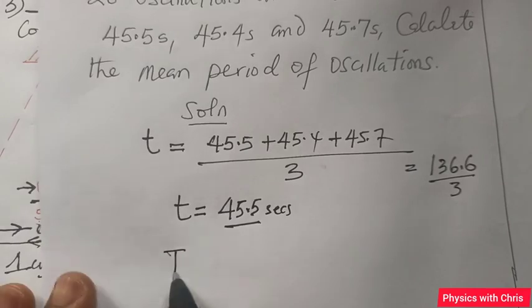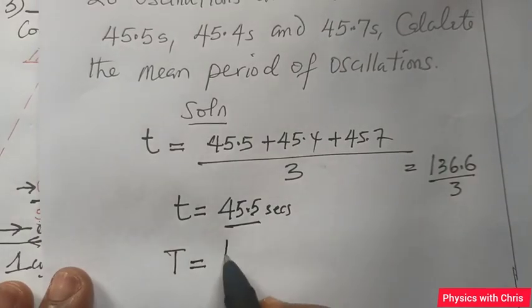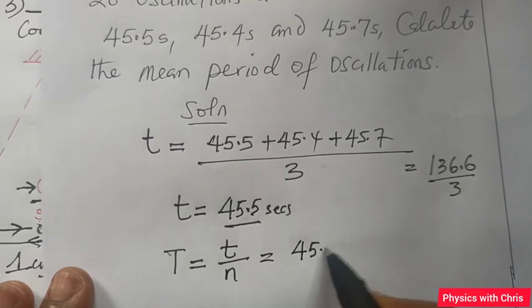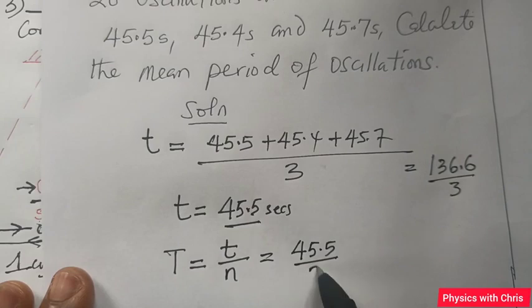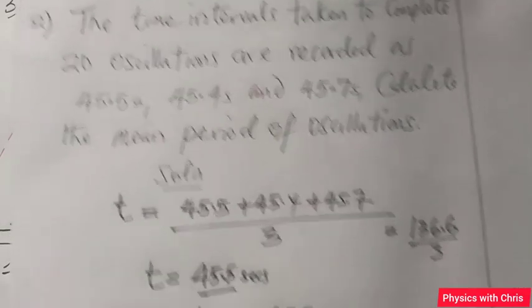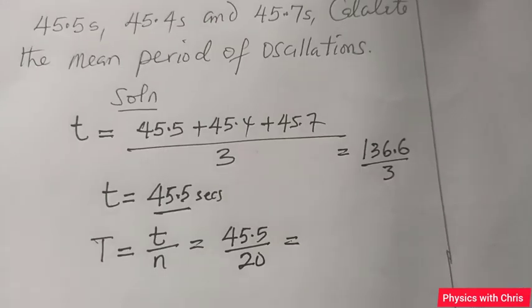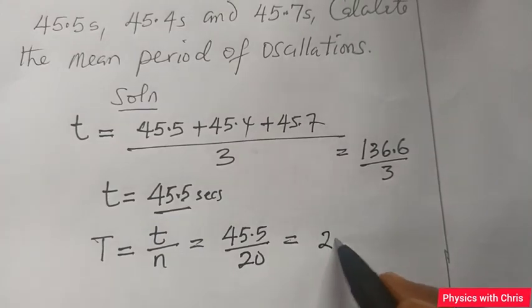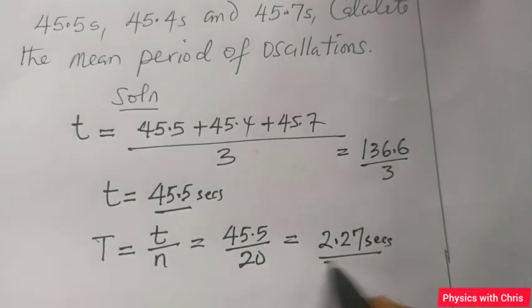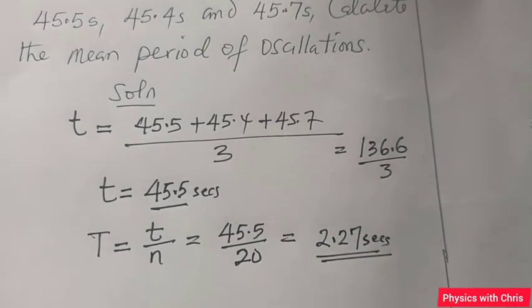Then my mean period is going to be mean time over number of oscillations. That gives me 45.5 seconds divided by 20 because there were 20 oscillations, the time taken to complete 20 oscillations. So if I divide that by 20, I have my final answer, which is 2.27 seconds approximately, or thereabout. So that gives me the mean period of oscillation.